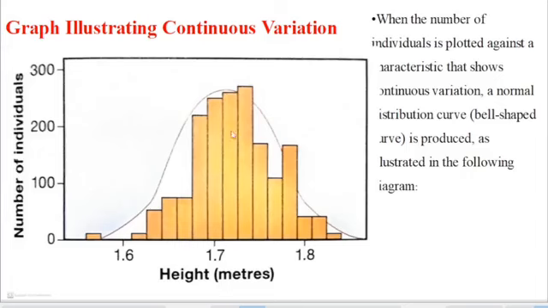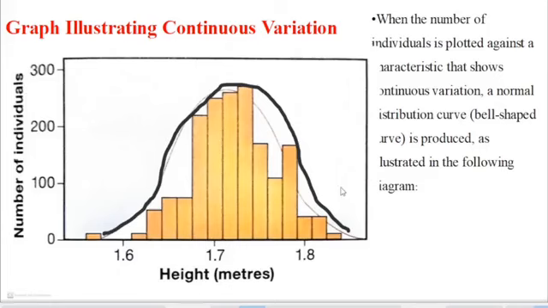Now let us look at the graph that illustrates a continuous variation. Here you find that when the number of individuals is plotted against a characteristic that shows continuous variation, a normal distribution curve, that is a bell-shaped curve like this one, is produced, as illustrated in this graph. So this graph is showing continuous variation.